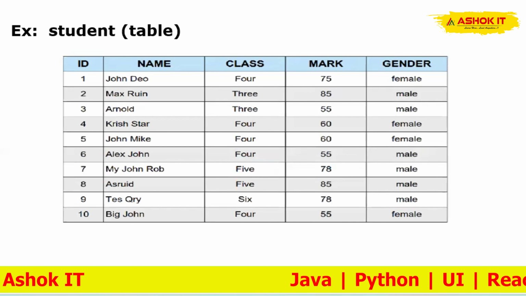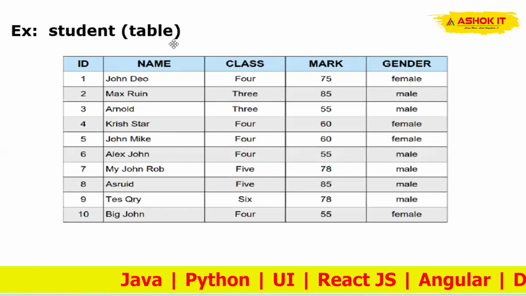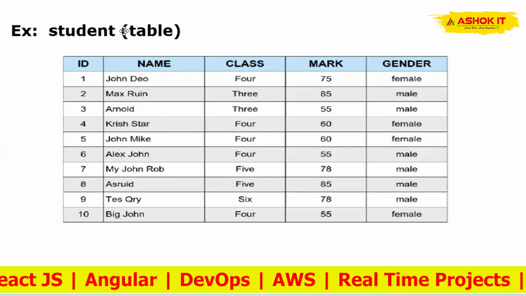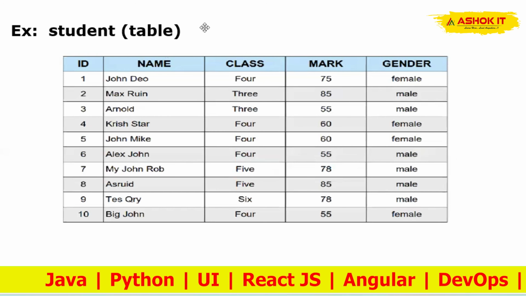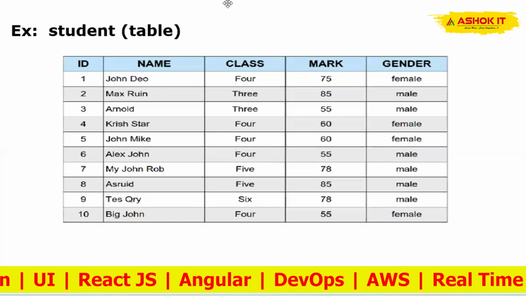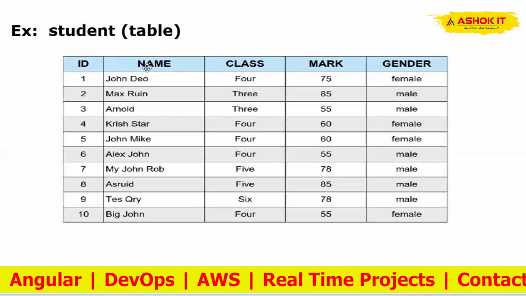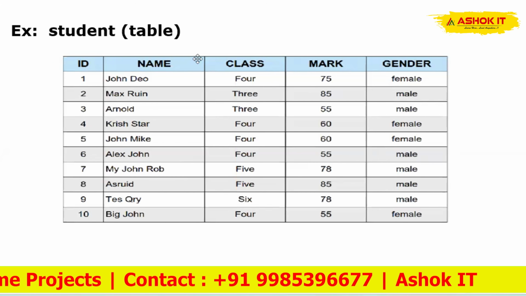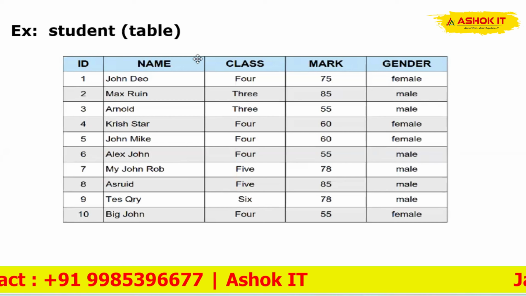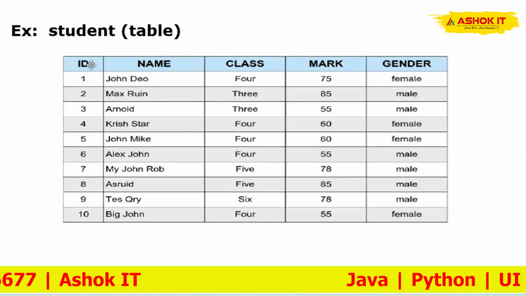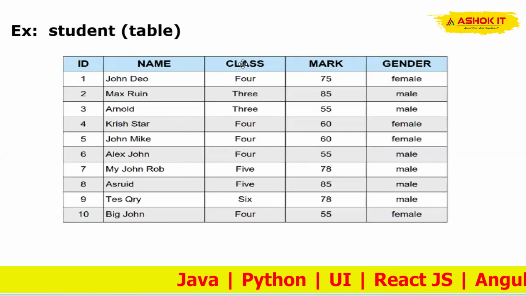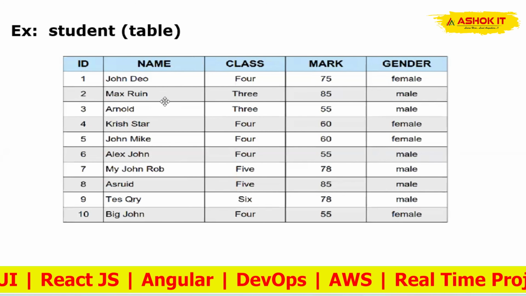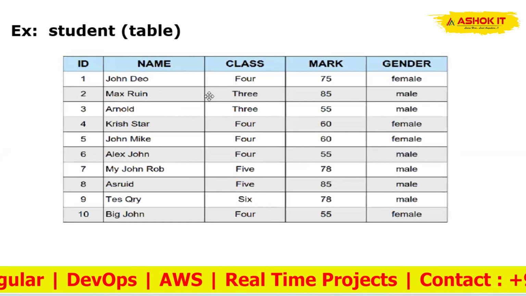If you take the table, here student is a table. This student table is a relation. Every table is called a relation, and the table consists of columns and rows. The columns are specified as fields. Here the relation has the fields ID, name, class, mark, and gender, and the rows are called tuples or also values.